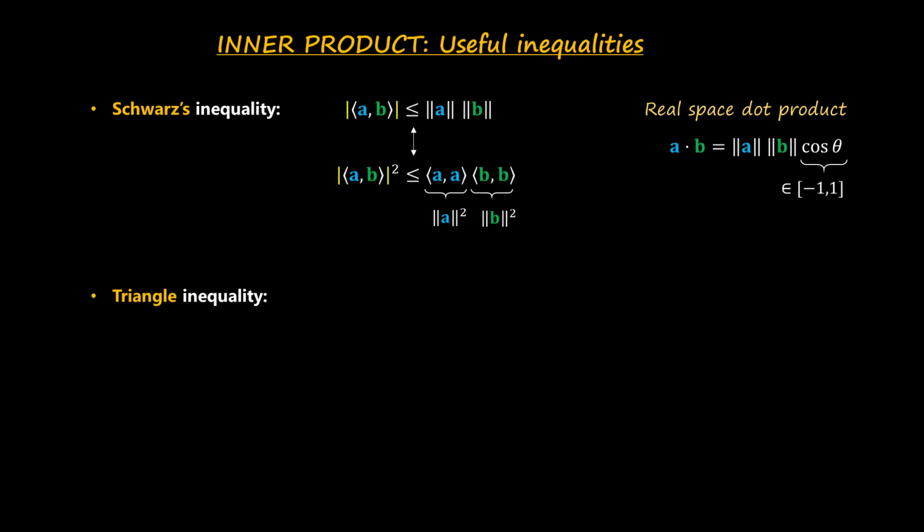Next we have the triangle inequality. The norm of the vector A plus B is always smaller than or equal to the sum of the norms of A and B. In real geometrical space, this is an obvious statement. It is telling us that a straight line is always the shortest path between 2 points.